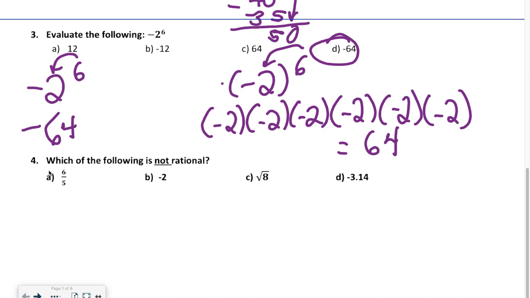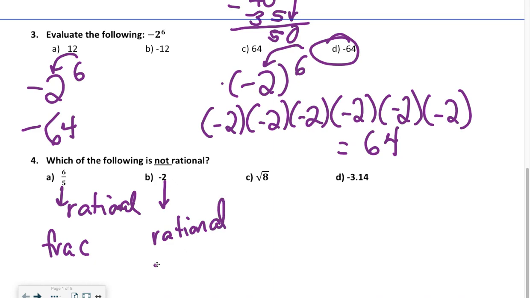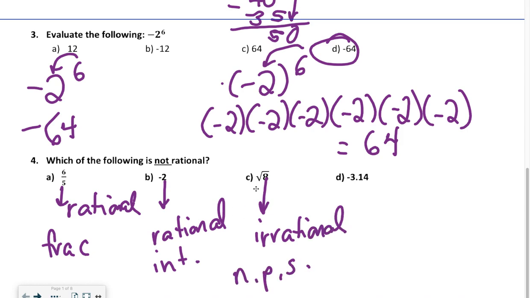Which is not rational? So every fraction is rational. I'll put Y, fraction. This is rational because it's an integer. This is irrational because it is a non-perfect square. If you are left with a radical in your answer, then it is not rational.